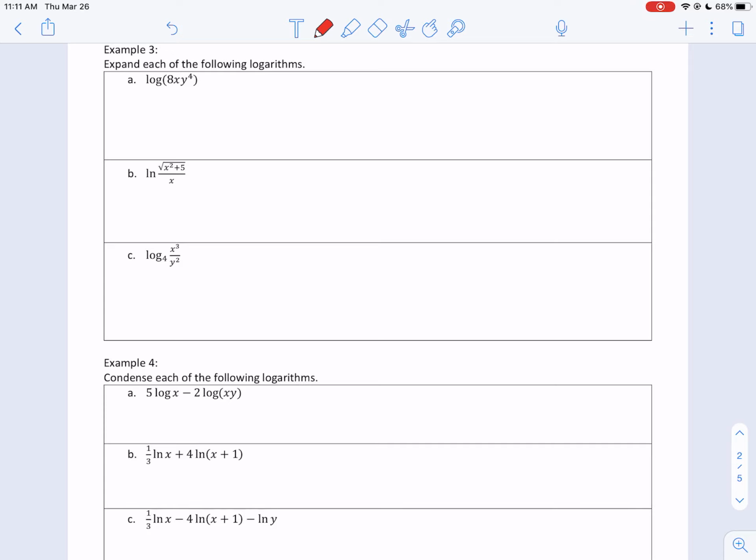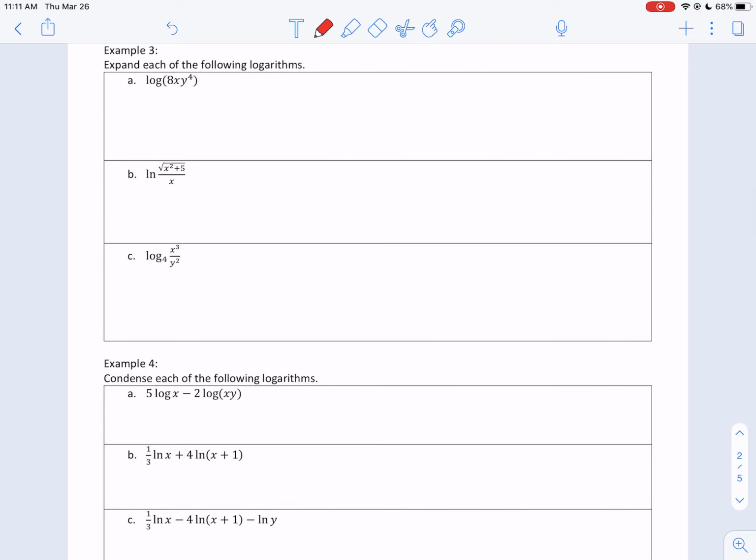If you look at the first one in example 3, notice that we have log 8x y to the 4th. All of those are being multiplied. This is being multiplied, this is being multiplied. Since they're being multiplied, we can expand this logarithm by using addition. We will have log 8 plus log x plus log y to the 4th.